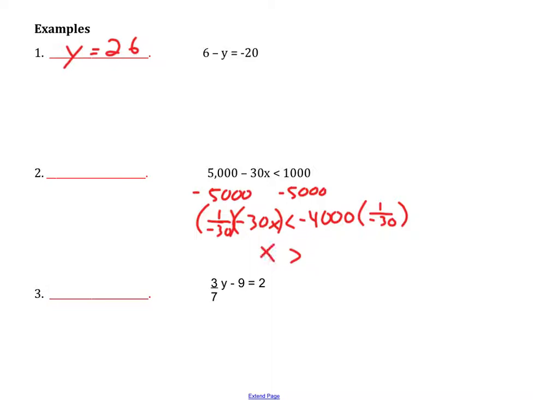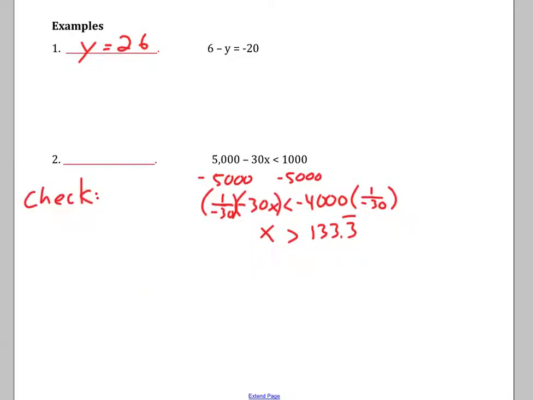On the left we have x. On the right, negative 4,000 times 1 over negative 30 is 133.3 repeating. Now we're going to check the solution to this inequality as well. Checking an inequality takes a little more work. We have to check two things. First, we have to check and see if the number 133.3 is the correct number. So we put in 133.3 repeating for x.